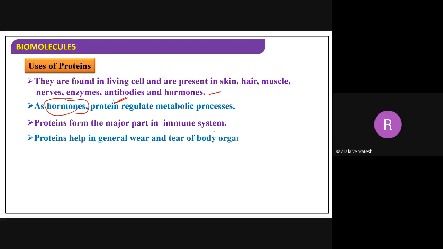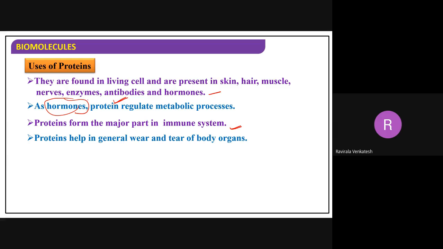Proteins form a major part of the immune system. For example, if you are suffering from any disease or any fever, you need to take some proteins to strengthen your immune system. Nowadays, Corona patients are taking some protein food. Why? To improve the immune system.